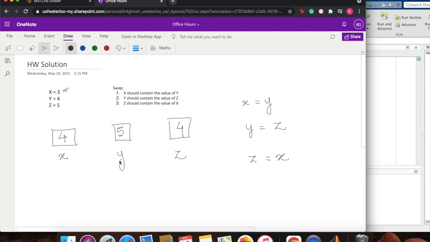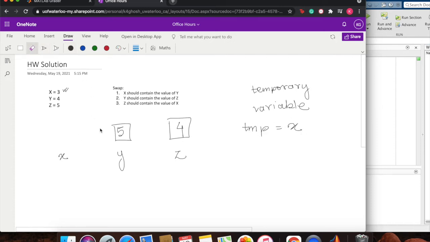But this is not what we wanted. We wanted z to contain the value of x, which is 3. And now in this particular code, we've completely lost the value of 3. Therefore, what we need to do in questions like this is always introduce a temporary variable. So at the beginning of the question, I would say temp equals x.